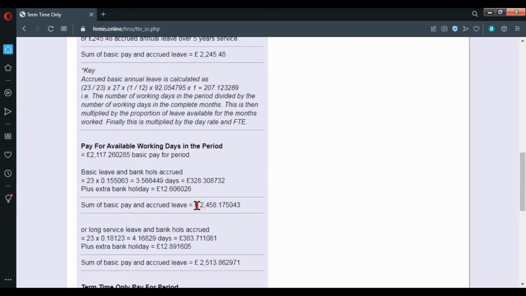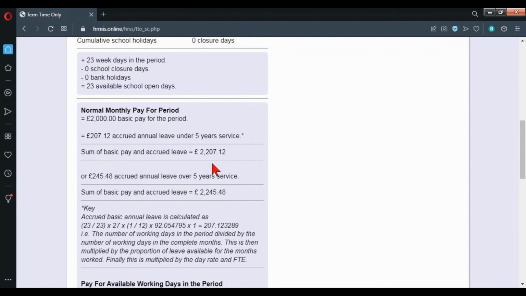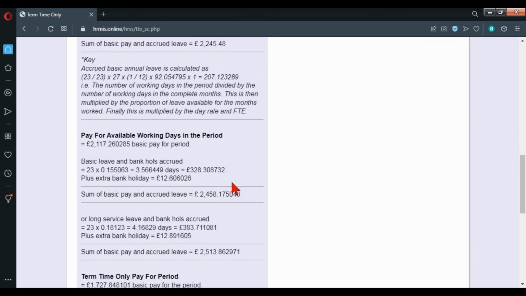Looking closer, we see that if we had paid by the day for March, a non-term time only paid person could be paid for 23 days, which would give a sum of basic pay and accrued leave of £2,458.17 odd. However, looking even closer, anyone else paid a monthly salary would actually be paid a sum of basic pay and accrued leave of £2,207.12. That would actually be the appropriate amount to pay.